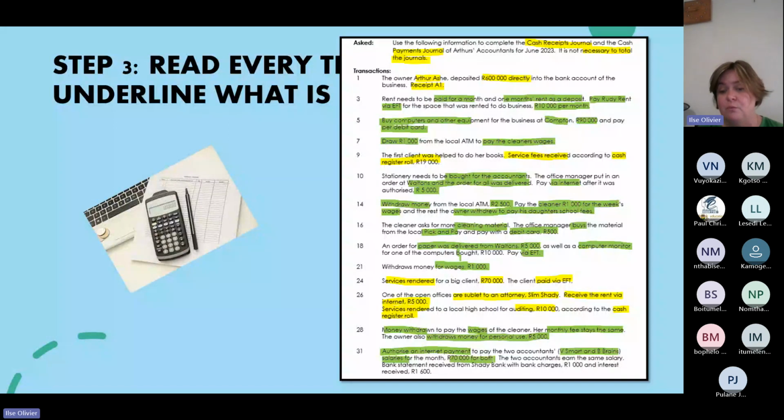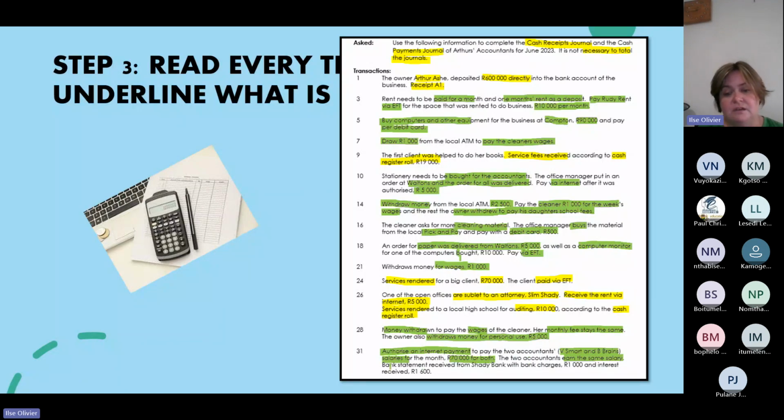So each of them, for both of them, it's 70,000 rand. So each of them will get 35,000 rand, if you take the 70,000 and you divide it by 2. The two accountants earn the same salary. So it's very important to read the whole transaction.